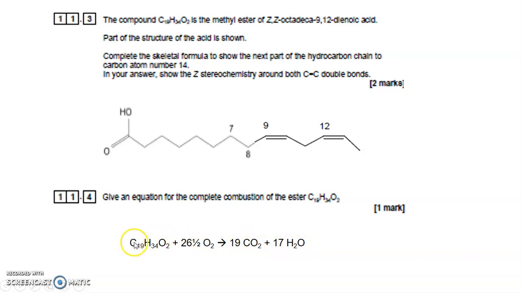I'd start off by balancing the carbons. There are 19 carbons. The only place where carbons go are in the CO2, so there's 19 of those. I know I'm making water. There's 34 H's, so that's got to be 17 waters, because 2 times 17 is 34, and then I can balance the oxygens last of all. Let's add it up. 19 times 2 is 38. Add 17, that's 55. Take away 2 is 53, so 26.5 O2, because 26.5 times 2 equals 53.